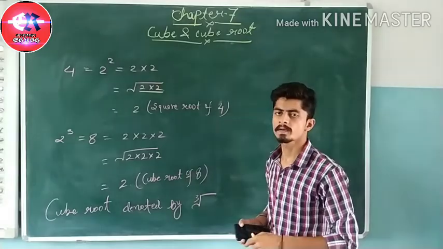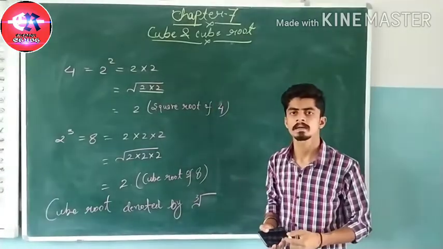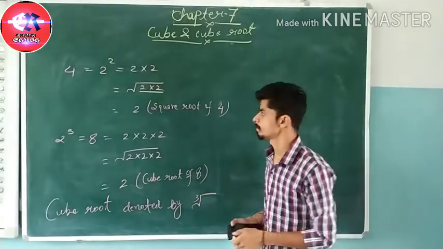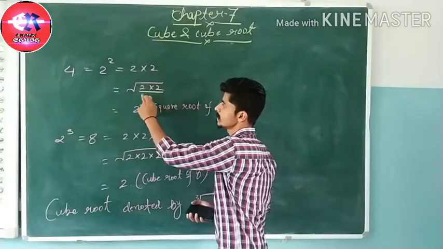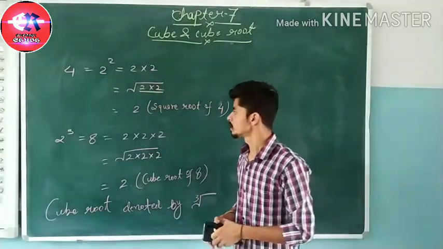So in a square root, a pair of a number is made by 2 repetitions of a particular number. When a number is repeated 2 times, it makes a square.